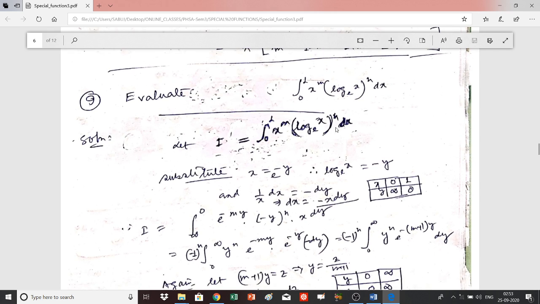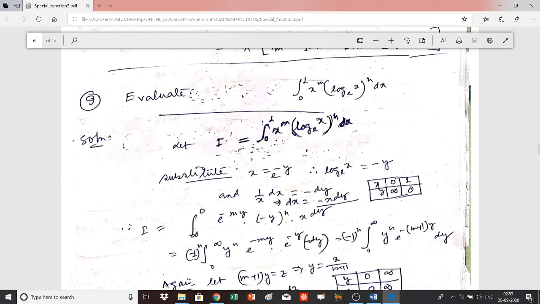Now substitute x equal to e to the power minus y, so log x is equal to minus y, and then 1 by x, just differentiate: dx by x is equal to minus dy, and from here dx is equal to minus x dy. And here is the conversion of limits of integration using this relation.